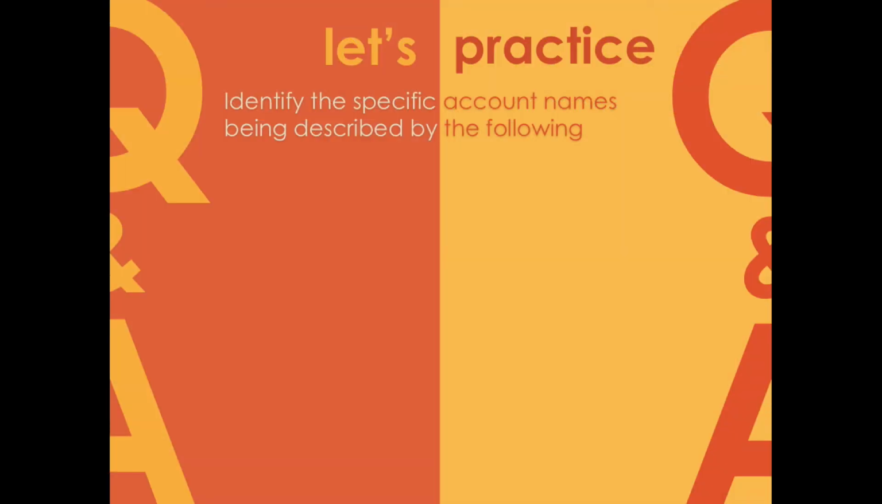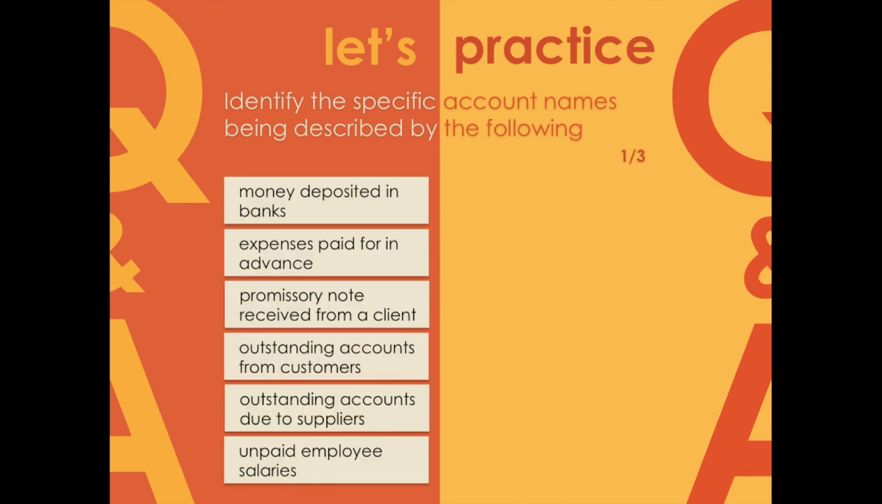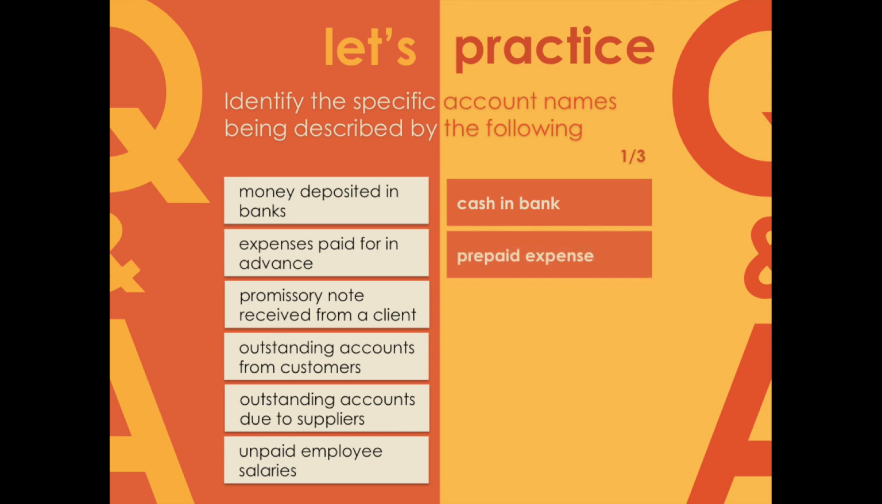Now it's time to check our knowledge and understanding of the account names we just learned. Identify the specific account names being described by the following. You can choose from the list that we discussed earlier. First is very easy. Money deposited in banks. The correct answer is cash in bank. 2. Expenses paid for in advance. Paid for in advance, so this is prepaid, and since it's an expense, the correct answer is prepaid expense.